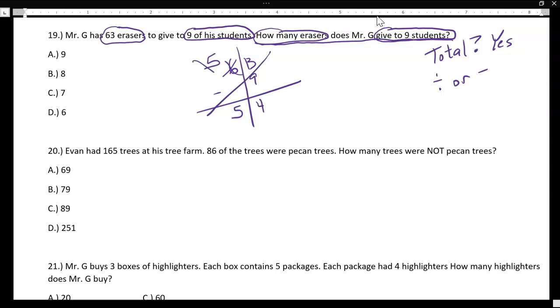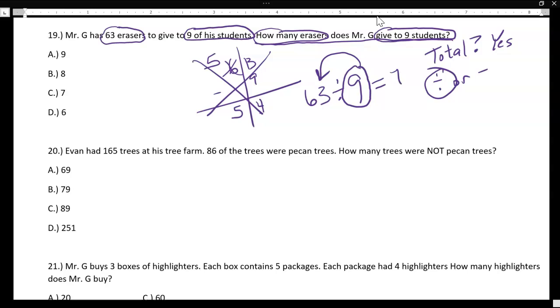So we're not subtracting, we're going to do 63 divided by 9. 63 divided by 9 equals 7. We count by 9s until we get to 63, or we can use inverse operation. We find out 9 times what is 63, and you already told me it's 7.